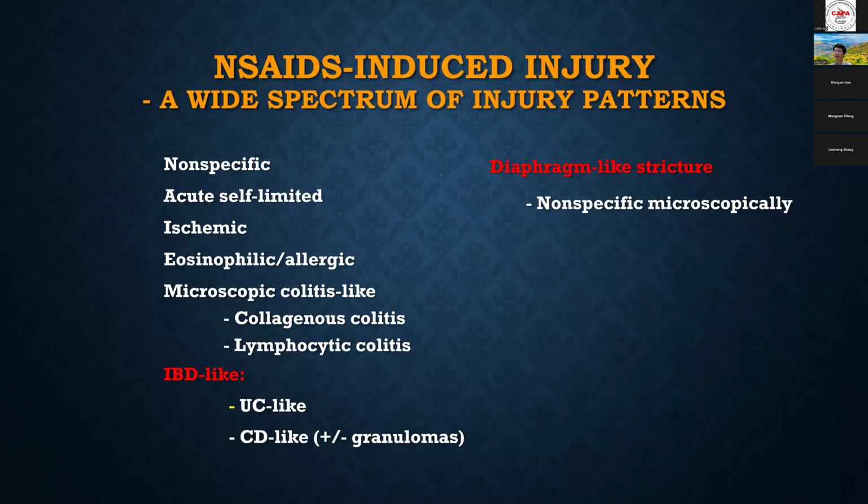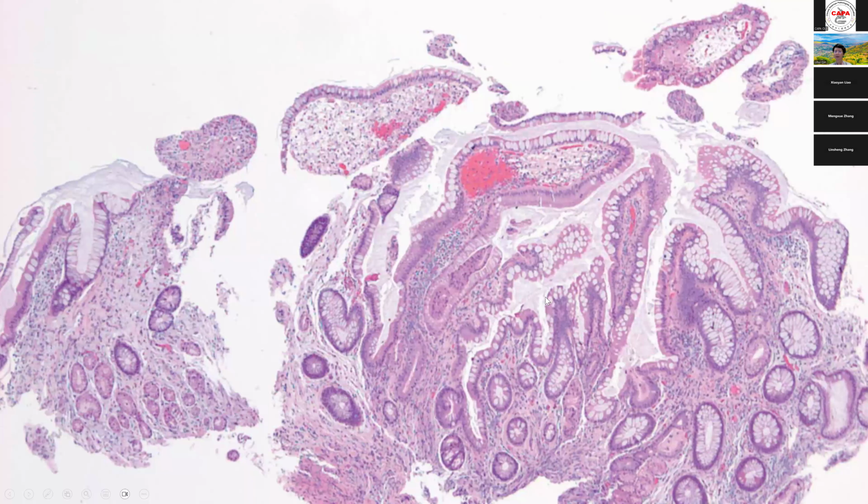But if you look at the gross specimen, an IBD stricture is usually a linear stricture, and an NSAID-induced stricture we call diaphragm-like. It's like a transverse web-like stricture. So you have to keep that in mind. And for NSAID injury, usually you will see a lot of pseudopyloric metaplasia, which we also see in Crohn's disease.